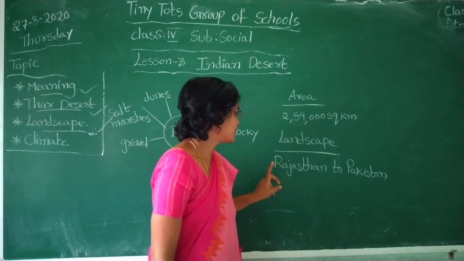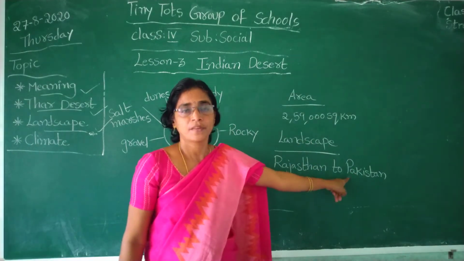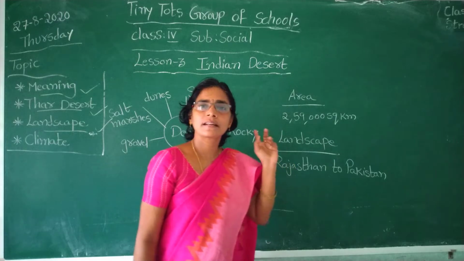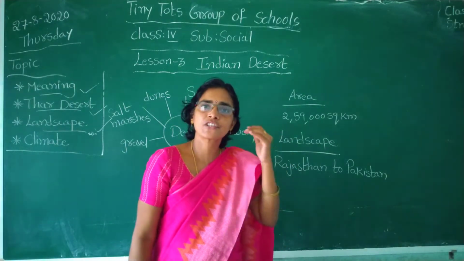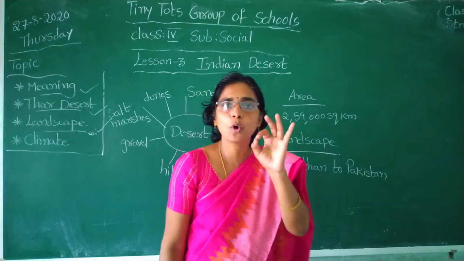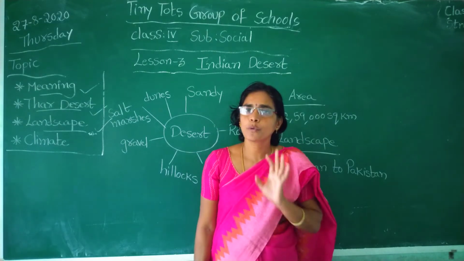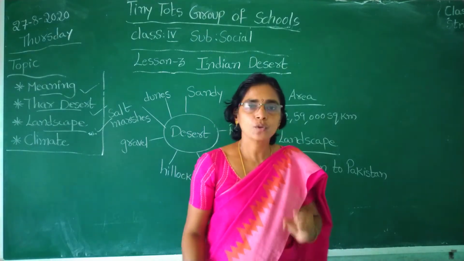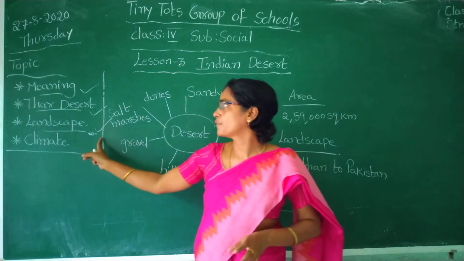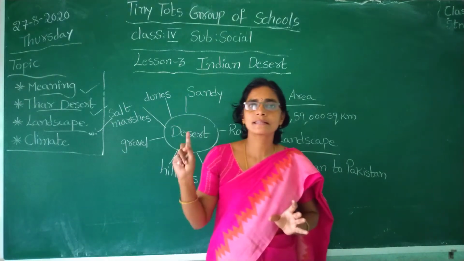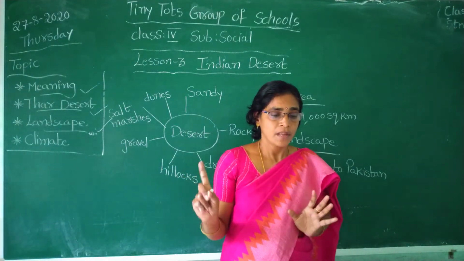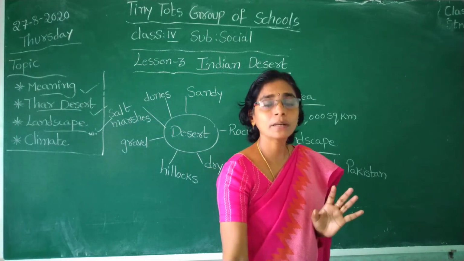So it extended from Rajasthan to Pakistan. It lies to the west side of Aravalli Hills and it extended to the Rann of Kutch, to the border of Gujarat state. So this is the landscape of Indian desert. And what about the desert?